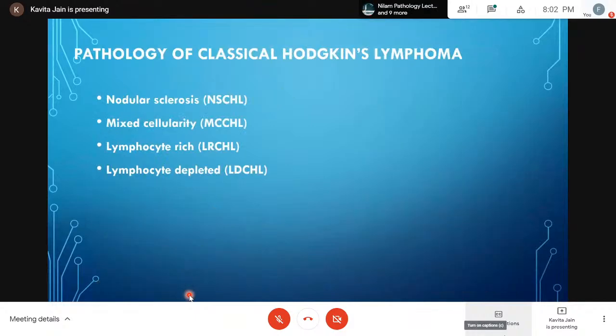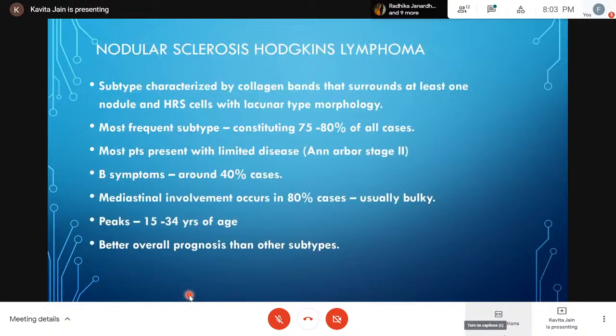Now, coming on to the pathology of classical Hodgkin's lymphoma, we're actually deep diving into Hodgkin's lymphoma. Nodular sclerosis Hodgkin's is the most well-recognized, easiest to recognize subtype. It is characterized by the collagen bands that surround at least one of the nodules, and along with that we have the nodules, the RS cells, that is the lacunar type morphology, the RS variant cells, and the collagen bands. It is the most frequent subtype, constituting 75 to 80% of all cases.